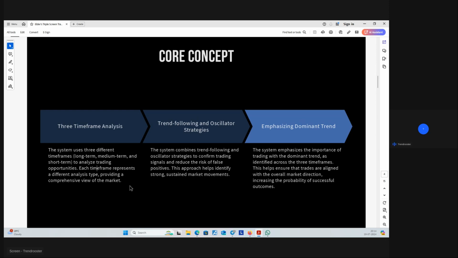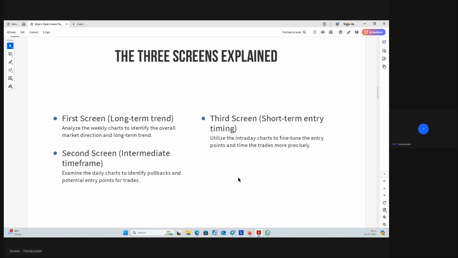This core concept is from Elder's point of view: a trend following and oscillator strategy. He uses a MACD and an envelope. Let's come back to this. The first screen is the long term trend. He typically looks at a weekly chart to identify the overall market direction. The second screen is the intermediate time frame, where he looks for pullbacks. The third screen is a shorter time frame for the breakout, for precise entries, so that we get the lowest stop loss.